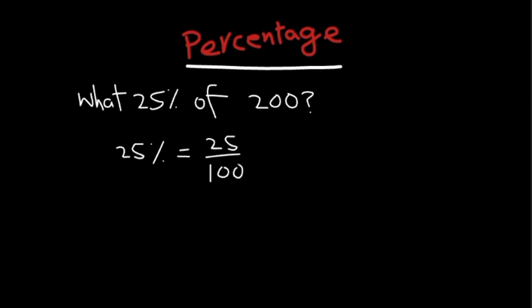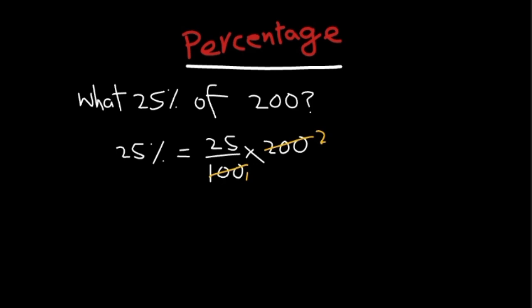So in the next step, we multiply it with 200. Now we simplify it. 100 times 1 is equal to 100. 100 times 2 is equal to 200.